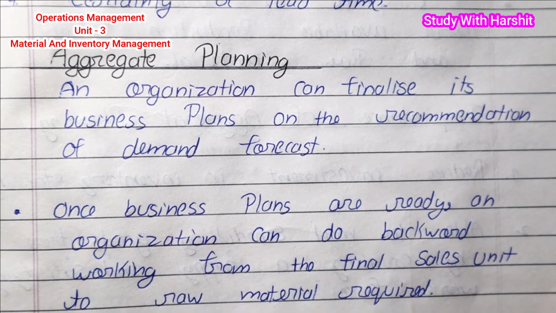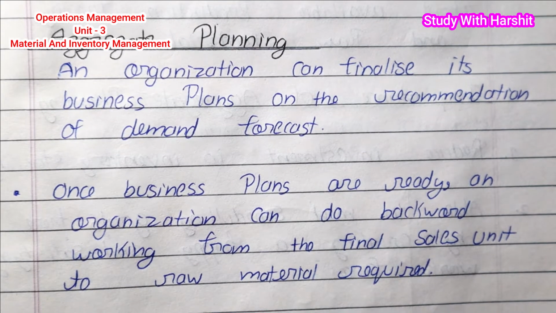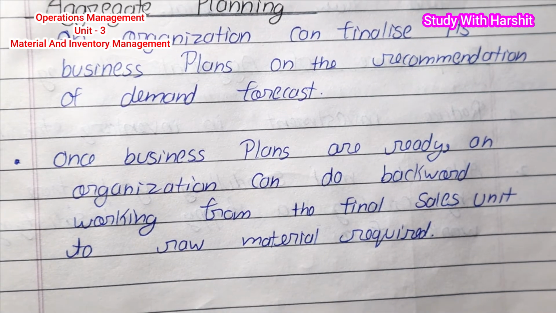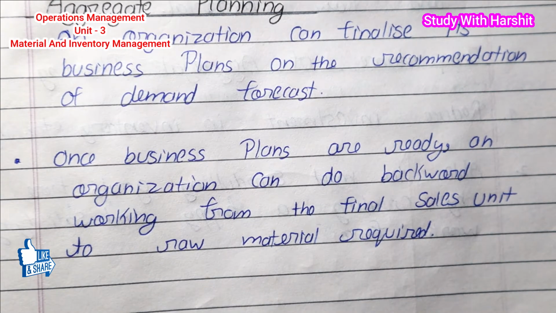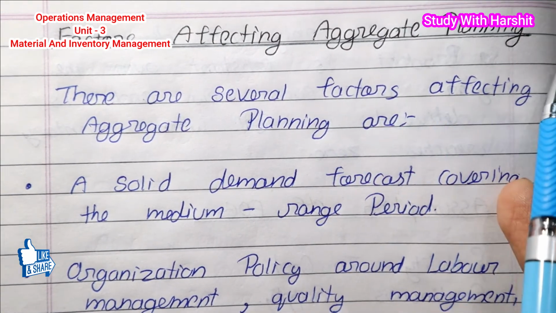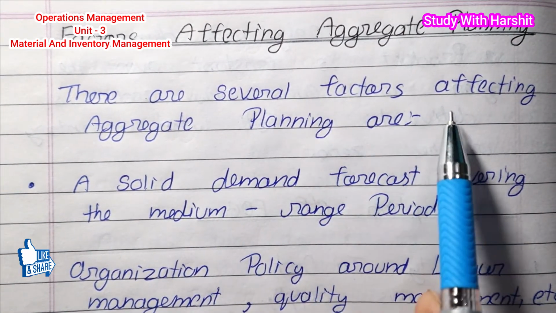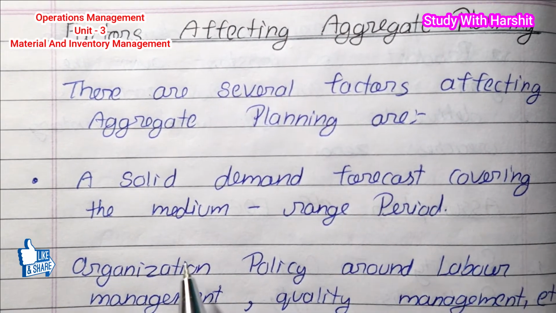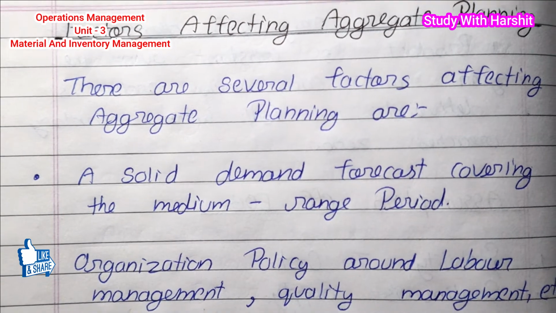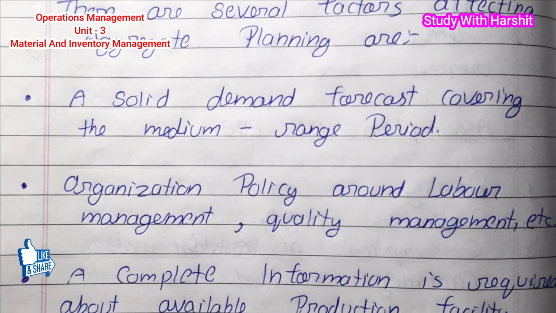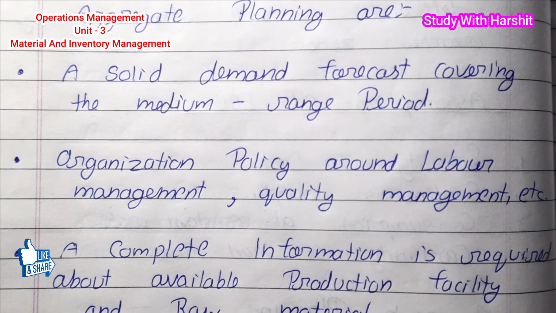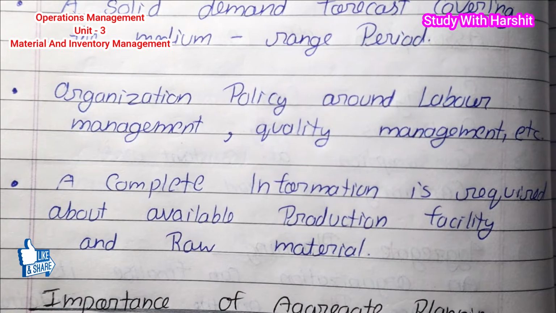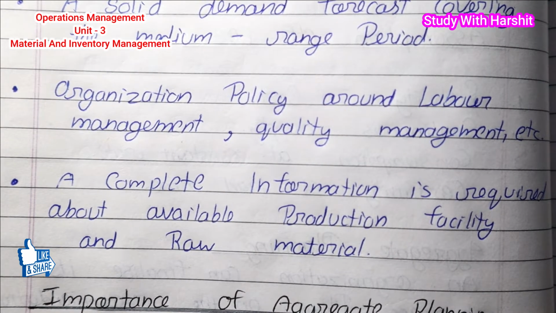Once business plans are ready, an organization can work backward from the final sales unit to the raw materials required. Factors affecting aggregate planning: a solid demand forecast covering the medium-range period, organization policy around labor management, quality management, etc. Complete information is required about available production facilities and raw material.